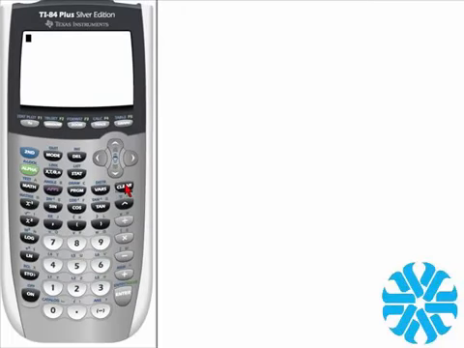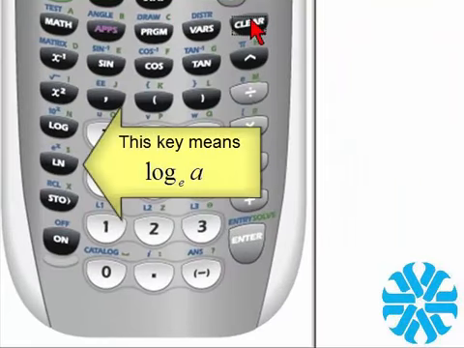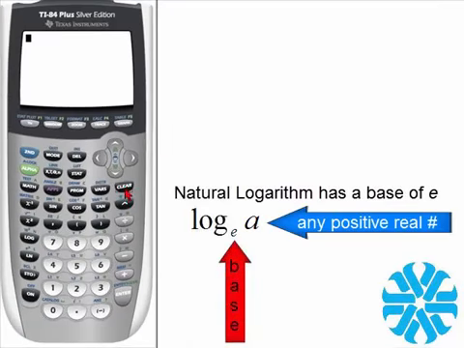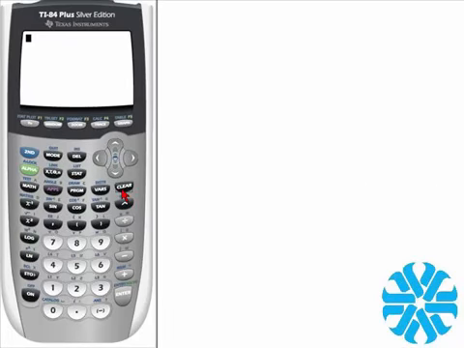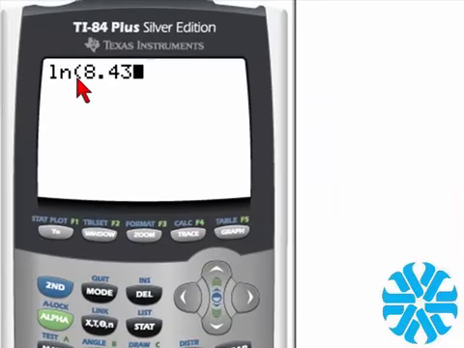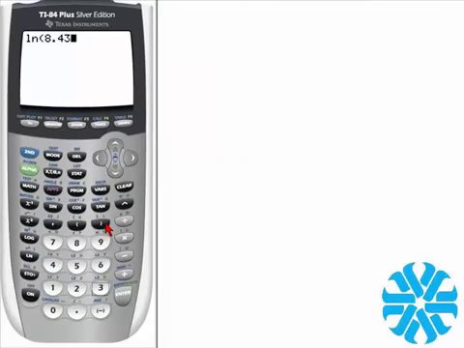Now, the next 4 examples will be for the natural logarithm. Therefore, you will be using the ln key. Remember, the natural logarithm has a base of e. So let's compute the ln of 8.43. And when I say ln, I'm talking about the natural logarithm. So the ln of 8.43. Notice again that it automatically put the left-hand parenthesis, so you want to close that. And we hit enter.